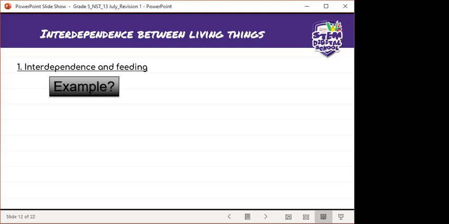Remember, you can raise your hand or you can use the group to write your answer. Okay, so Dante says they help each other. How do they help each other, Dante? Dante says animals like a cow depend on a plant for food. That is correct.